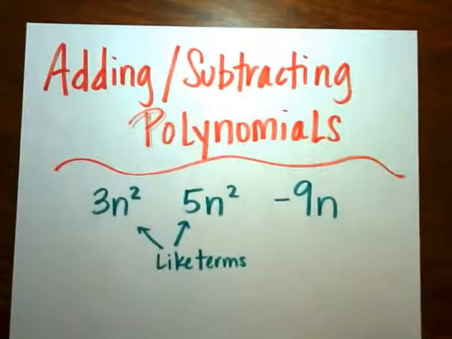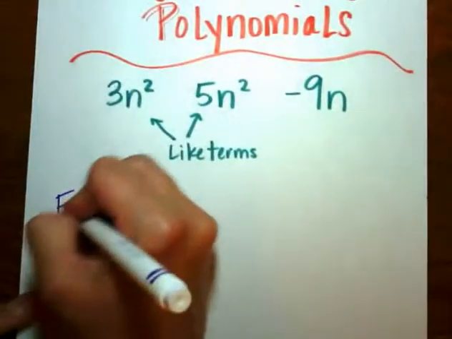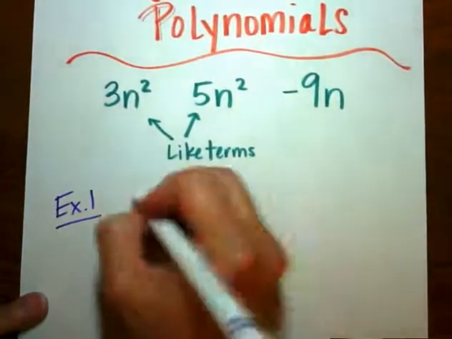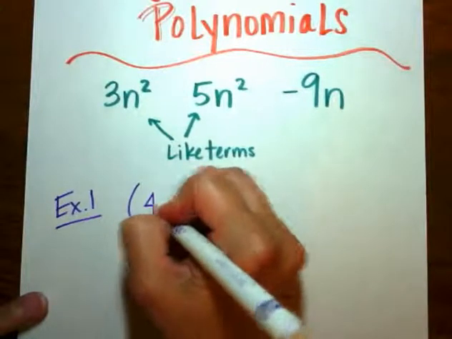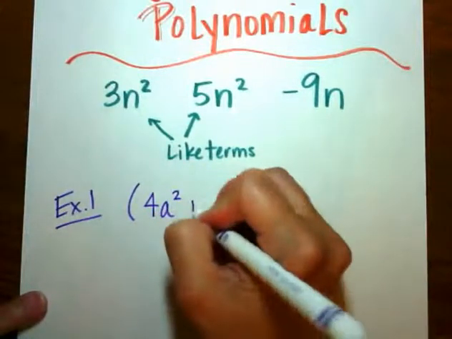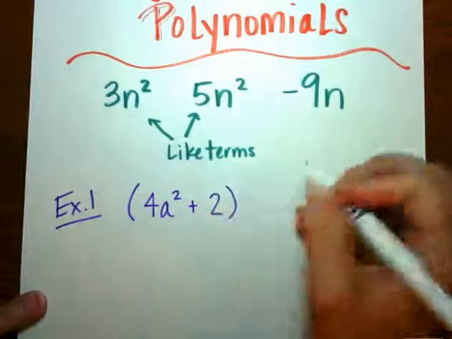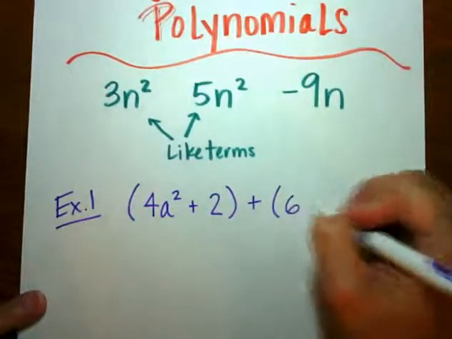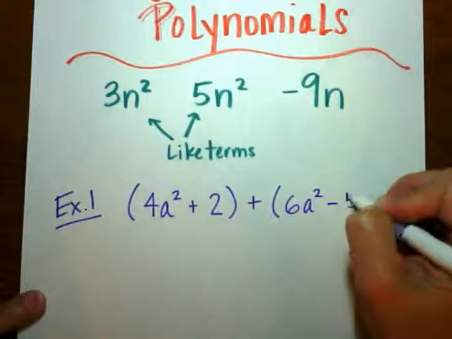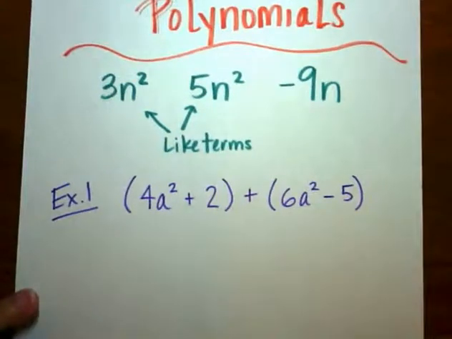And then otherwise, we're just going to use the rules that you learned in, I think, Math 7, maybe Math 6, about combining positive and negative numbers. All right, so for our first example, we're going to actually number some examples here. So for example number 1, let's add 4a squared plus 2 with 6a squared minus 5. All right, so what we're going to do is just look for like terms.